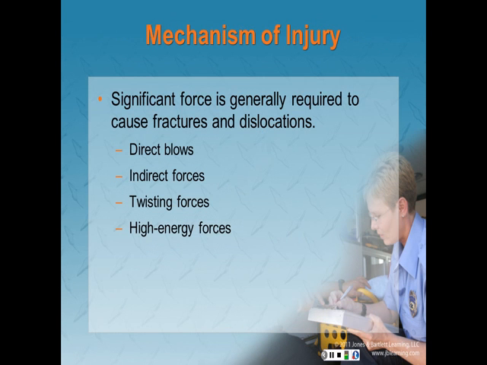Significant force is generally required to cause fractures and dislocations. This includes direct blows, indirect forces, twisting forces, and high energy forces. A direct blow fractures the bone at the point of impact. Indirect forces may cause a fracture or dislocation at a distant point. Twisting forces are a common cause of musculoskeletal injury, especially to the anterior cruciate ligament, or ACL, in the knee. High-energy injuries produce severe damage to the skeleton, surrounding soft tissues, and vital internal organs.